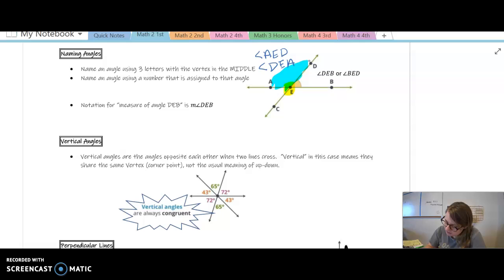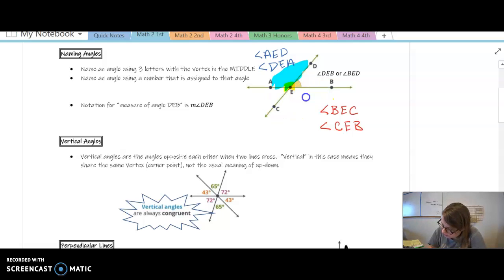Okay? So we could even do this one right here. So then that would be angle B, E, C. Or we could even say C, E, B. Either way is fine, because it's just a roadmap to tell me I'm starting at B, going to E, and then going to C, or the other way around.